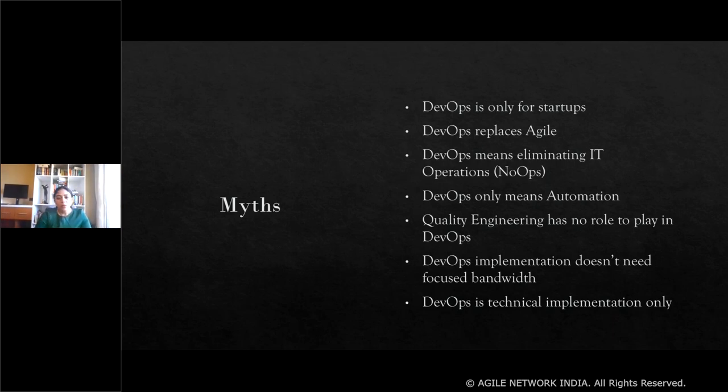And very funny, quality engineering has no role to play in DevOps. This question is quite close to my heart, coming from the quality engineering background. That is the reason I wanted to talk about automation in depth, which I did. Quality engineering has a huge role to play. DevOps doesn't need focus bandwidth, which we have established today.